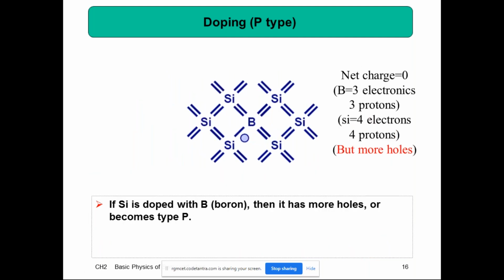Here also, P-type doping. Suppose boron is added here to create more holes. Here also boron has 3 electrons, 3 protons, so the net charge is equal to 0. But if some electron fills up this hole, that completes the covalent bond. Now what is the behavior? There are 4 electrons, but protons only 3. Now it behaves like a negative ion, like a negative charge. Okay, remember these 2 points, keep them in your mind.